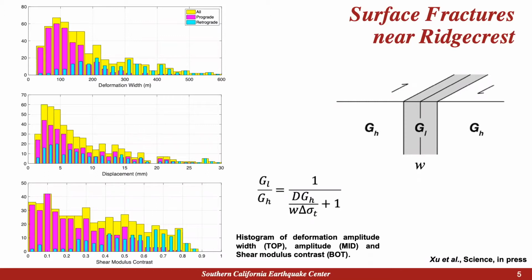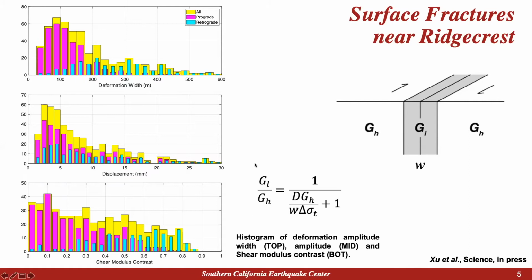The colors here, light yellow, purple, and blue, are for all fractures, prograde fractures, and retrograde fractures. The amplitude distributions are largely similar, but the widths are wider for the retrograde fractures than the prograde fractures. The resulting shear modulus ratio for the retrograde fractures is larger, while most prograde fractures yield a ratio that's too small to be physically possible. The ratio is basically shear wave velocity reduction inside the fault damage zone.